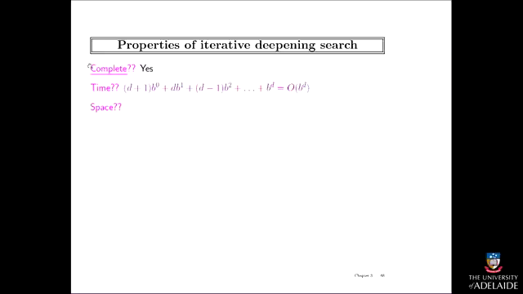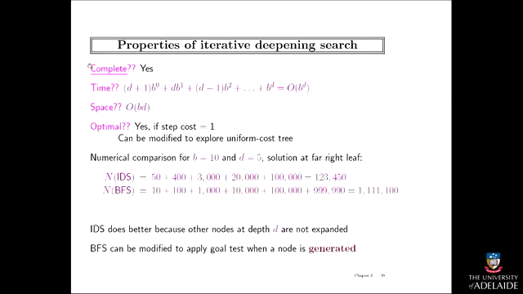Here is the order, so it's order B to the D, still not great. All of these searches are not terribly good time complexity, but we get the advantage of the space complexity of depth first search over breadth first search. And if the step cost is 1, then yes, it's optimal. We will find the best solution.